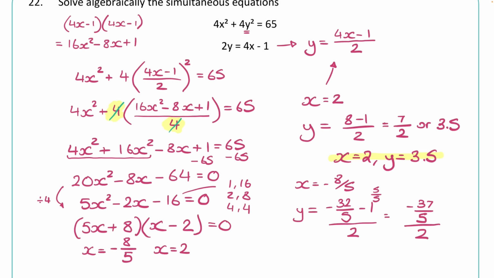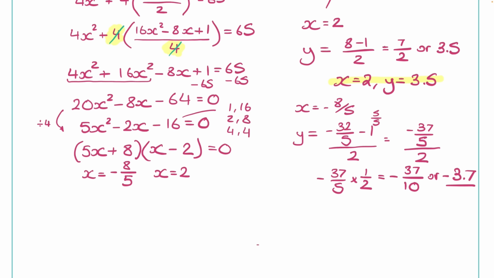Now that dividing by 2, again, can be written as divide by 2 or times by a half. So that's minus 37 over 5 times a half, which is minus 37 over 10, or minus 3.7, if you want to write that as a decimal. So minus 3.7.